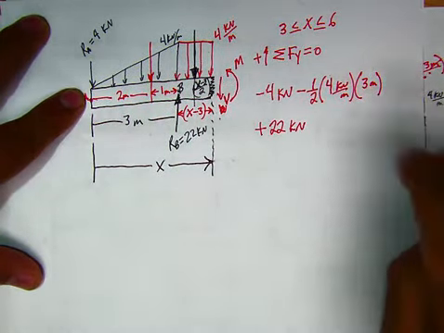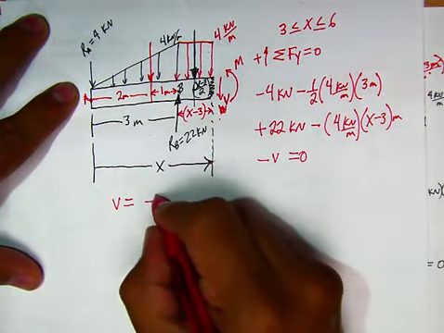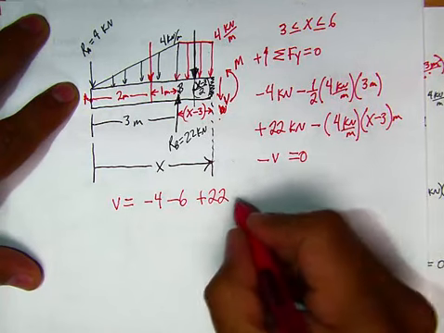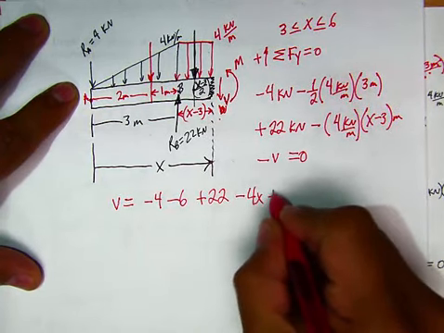So this guy right here, also going down, will be negative 4 kilonewtons per meter times the entire distance, which is x minus 3 meters, minus v equal to 0. Put our v on the right side, and v is equal to, let's start cleaning some of this up. This is negative 4, 6, 22, and this one is negative 4x plus 12.